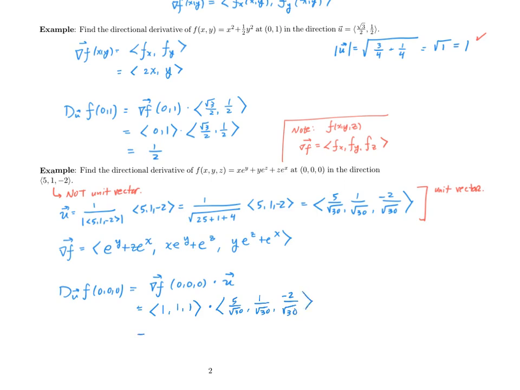To find a dot product, you multiply together the corresponding entries and add them up. So you would have 5 over the square root of 30 plus 1 over the square root of 30 minus 2 over the square root of 30, and 5 plus 1 minus 2 gives us 4 over the square root of 30. The 4 over the square root of 30 is the desired directional derivative.